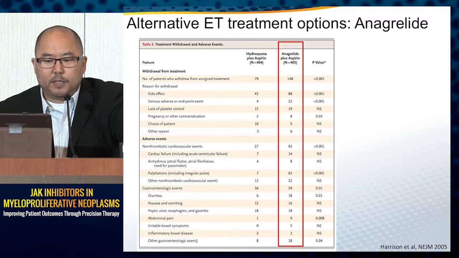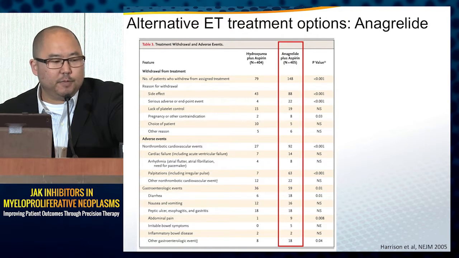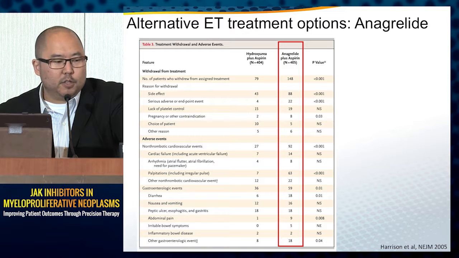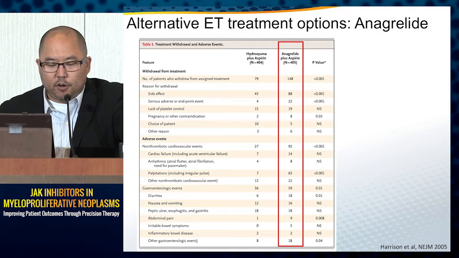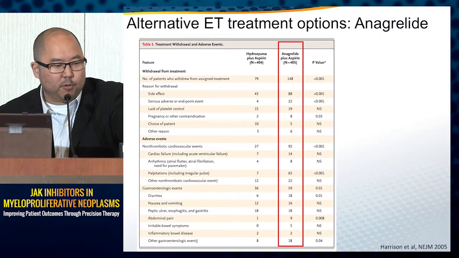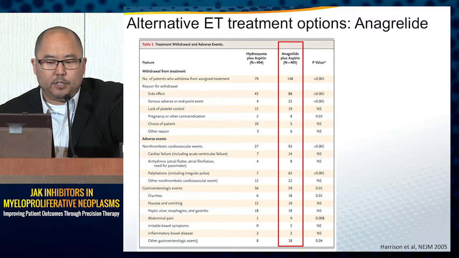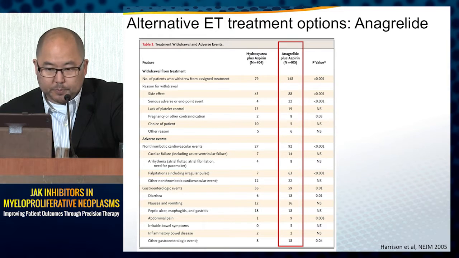One point as well from this study is that patients treated with anagrelide had a higher rate of discontinuation from treatment. So you can see here 148 of the patients versus 79 in the hydroxyurea arm, and the majority of this was due to toxicity, and the majority of that was due to cardiovascular side effects. So while I think in general anagrelide is relatively well tolerated, there are these potential toxicity issues that could limit its use in some situations.